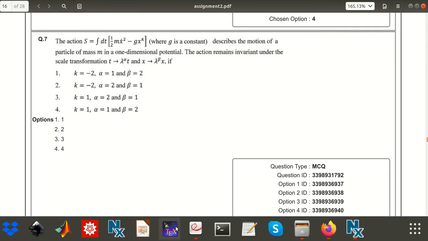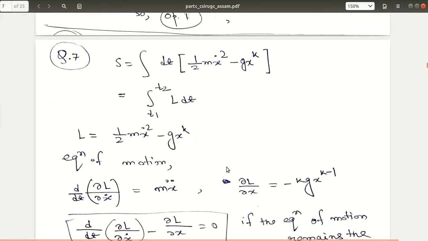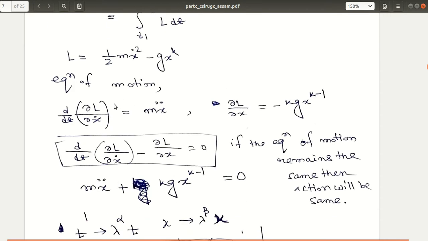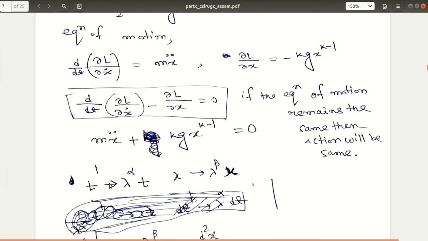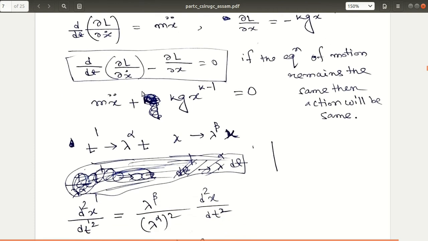Now for this question, what I will do is find the equation of motion. L is given by half m x dot square minus g x to the power k, and the equation of motion will be d/dt of del L del x dot, which is m x double dot, and del L del x is minus k g x to the power k minus 1. So if you find the equation of motion using Lagrange's equation, d/dt of del L del x dot minus del L del x equal to 0, it will give you m x double dot plus k g x to the power k minus 1 equal to 0. So this is our usual Lagrange equation of motion.